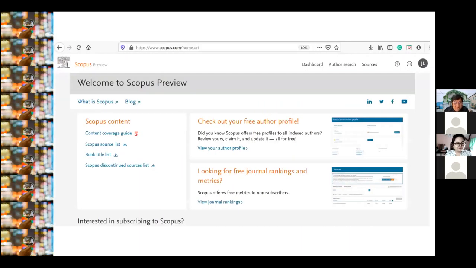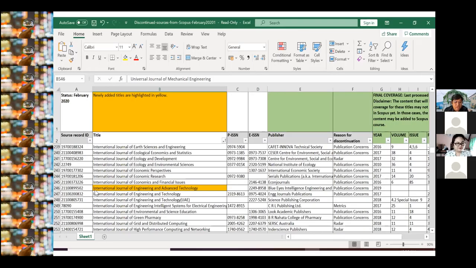Now, what I did is I went to Scopus and looked at the Scopus discontinued source list, because this is the list that tells whether a journal has been removed from the Scopus list. During that time, I checked the discontinued source list of Scopus, and I noticed the journal is included in the Excel file. And the reason, if you look at it, is publication concern. That means the journal is predatory. That is why Scopus removed it from its list.